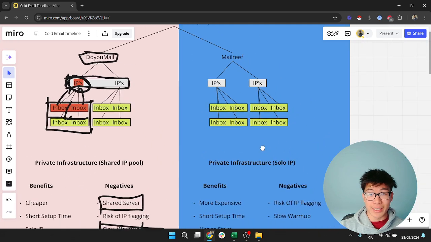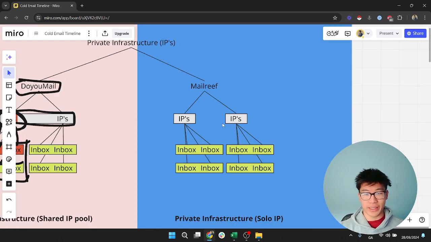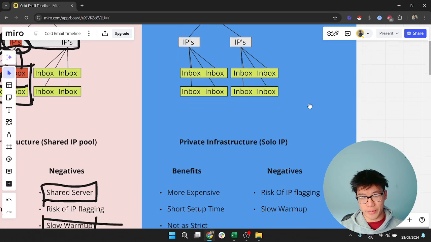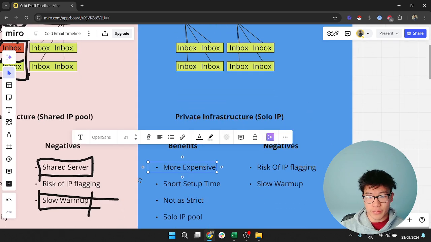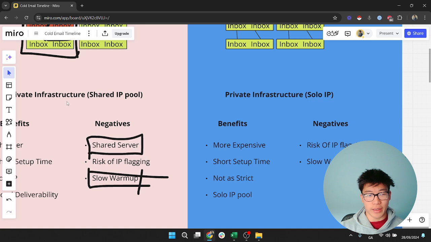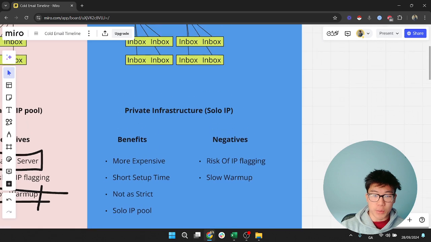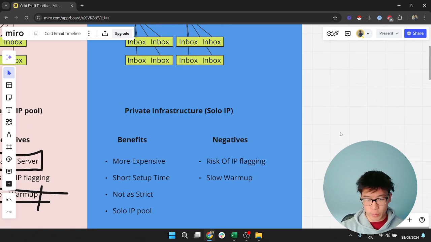But then this last thing is private infrastructure IPs, an isolated IP. This also costs more, but those are the benefits. It's a lot more expensive, to say the least, has a shorter setup time, faster than this one. It's not as strict, but it is also kind of strict as long as you're just not an idiot, which is fine. And you have a solo IP pool. The negatives obviously are the risk of the IP flagging, and you have to run a slower warm up.